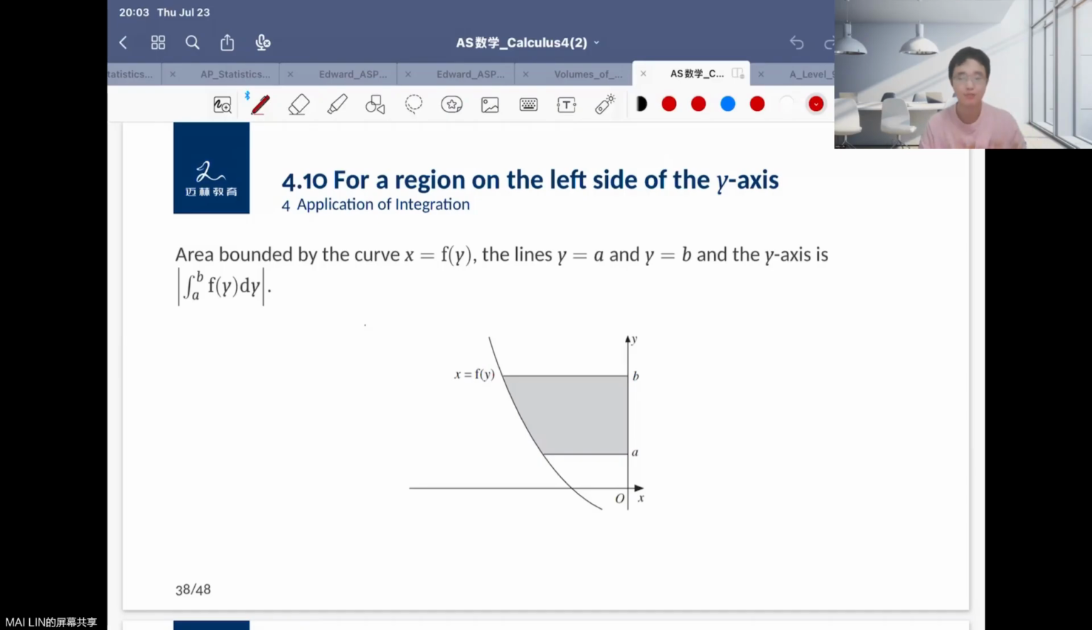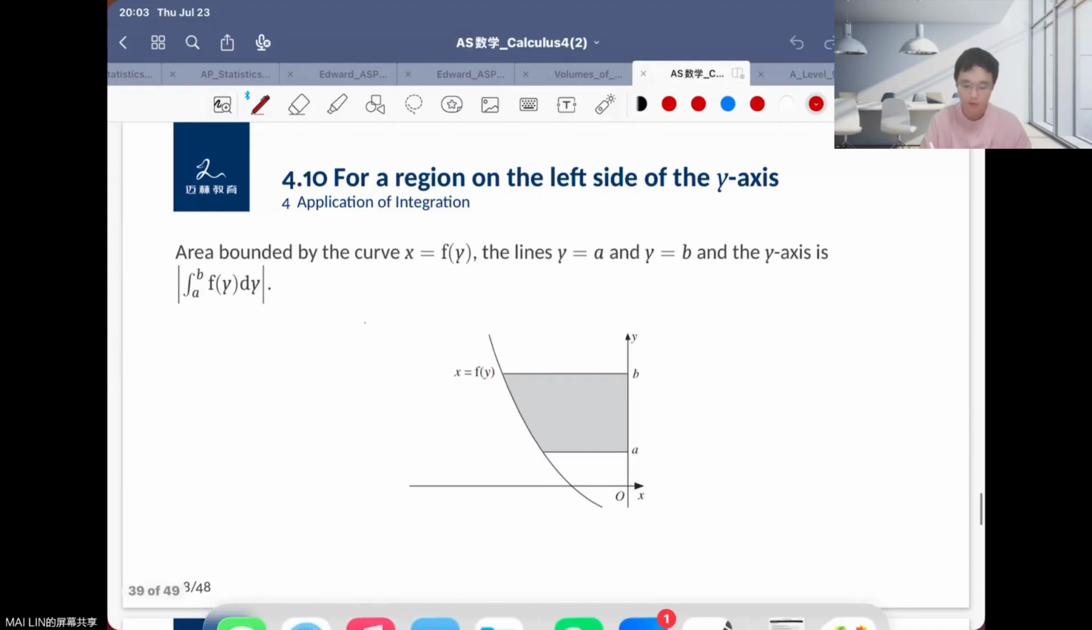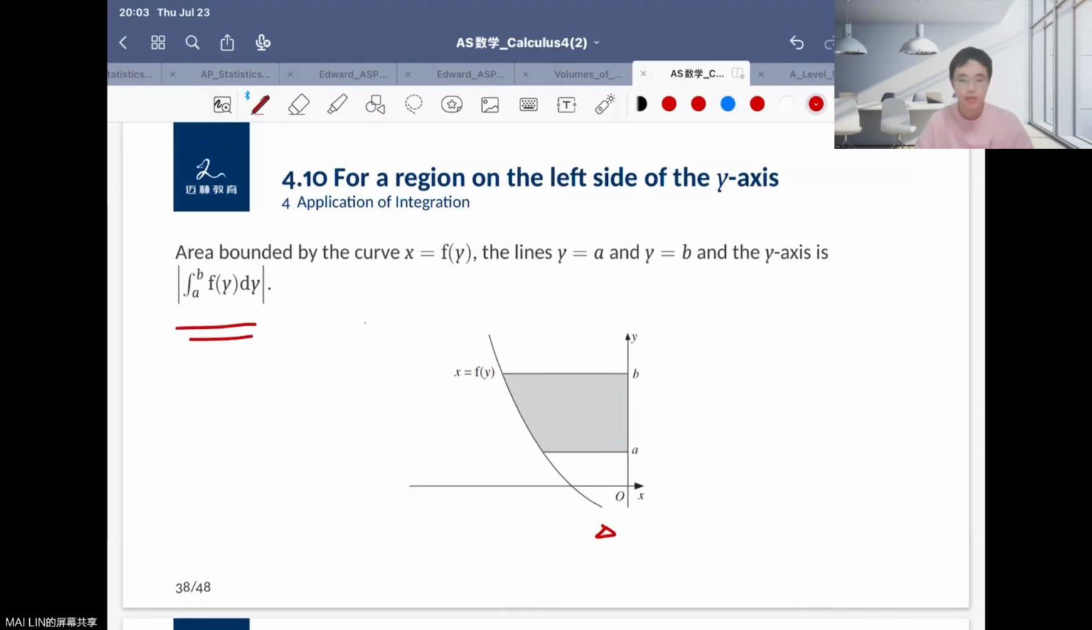Last lesson we already learned about the rotation volume, right? So now let's go back to our area. We're discussing the region between the curve and the y-axis. In this picture we have x equals f(y), and we want to find the area between y equals a and y equals b. We can use the integral from a to b of f(y) dy. That is how we calculate it.